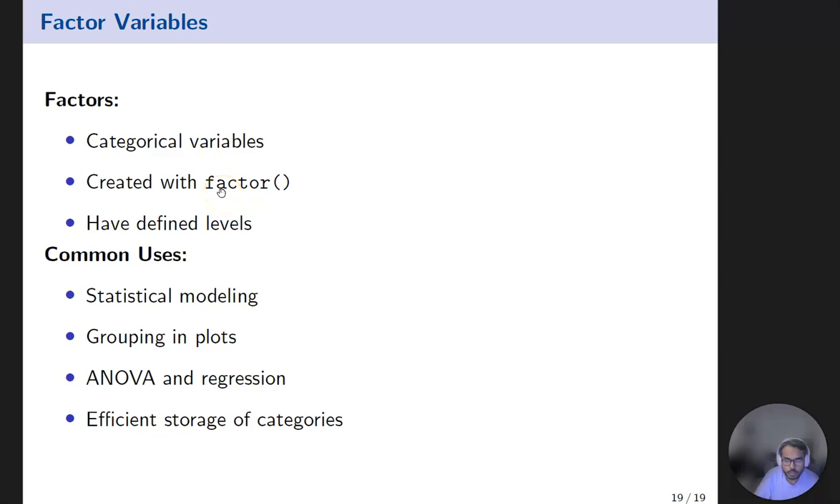Once we use this factor command, we get defined levels. Each group gets assigned a value, which doesn't mean much except the fact that all individuals with the same factor level belong to the same group. They are often used in statistical modeling. We often use group-wise plots using categorical data. It's obviously used a lot in ANOVA and regression, and it's often an efficient way of dealing with data that is of this nature. So this is as far as the basics of R is concerned.